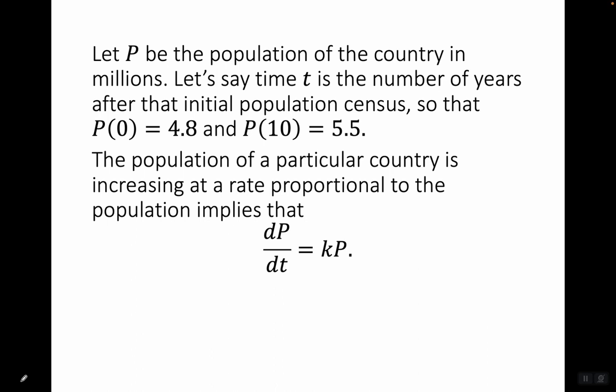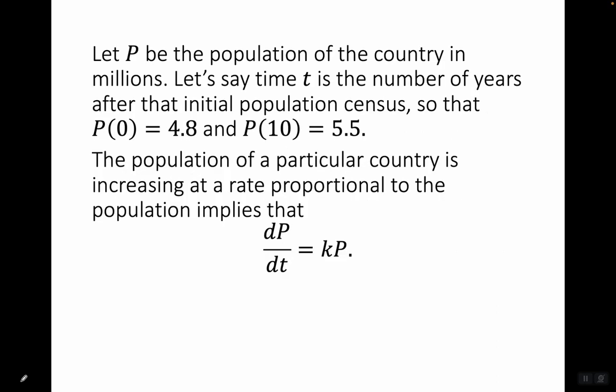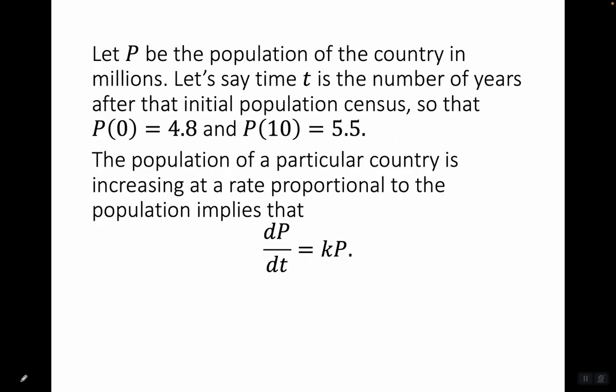Let P be the population of the country in millions. Let's say T is the number of years after that initial population census, so that P of 0 equals 4.8. So in other words, 10 years ago when the population was 4.8 million, we're going to say that's time T equals 0. And then P of 10 would be 5.5, because at time T equals 10, 10 years later, the population is 5.5 million.